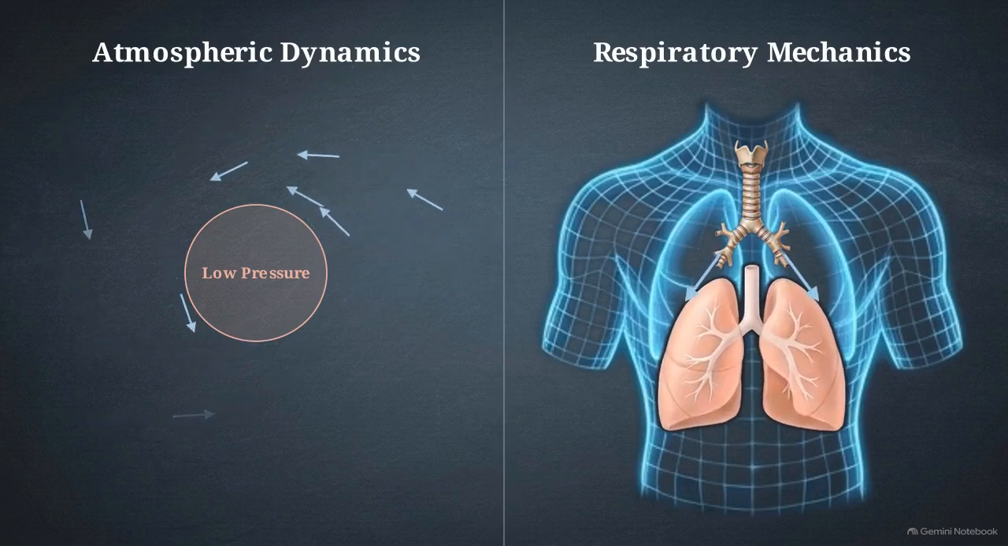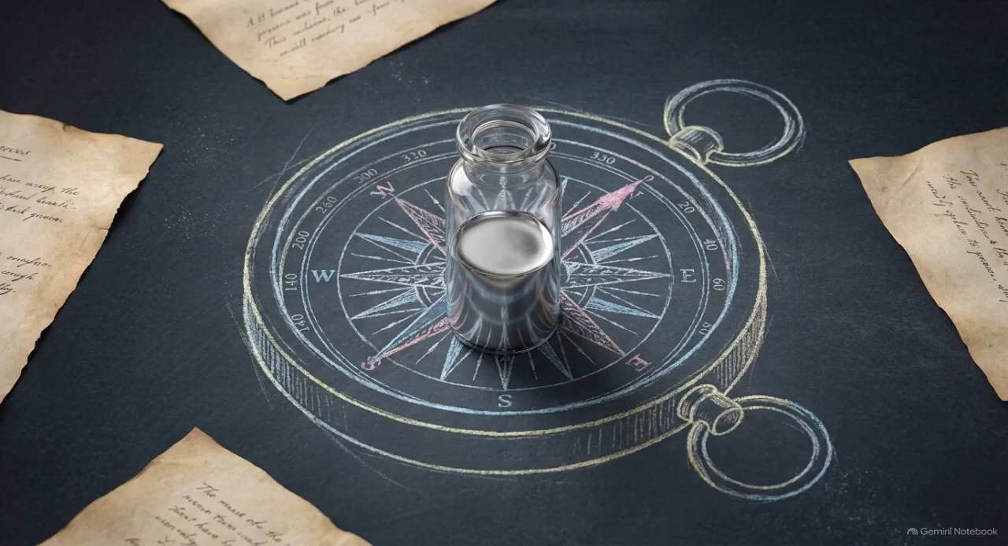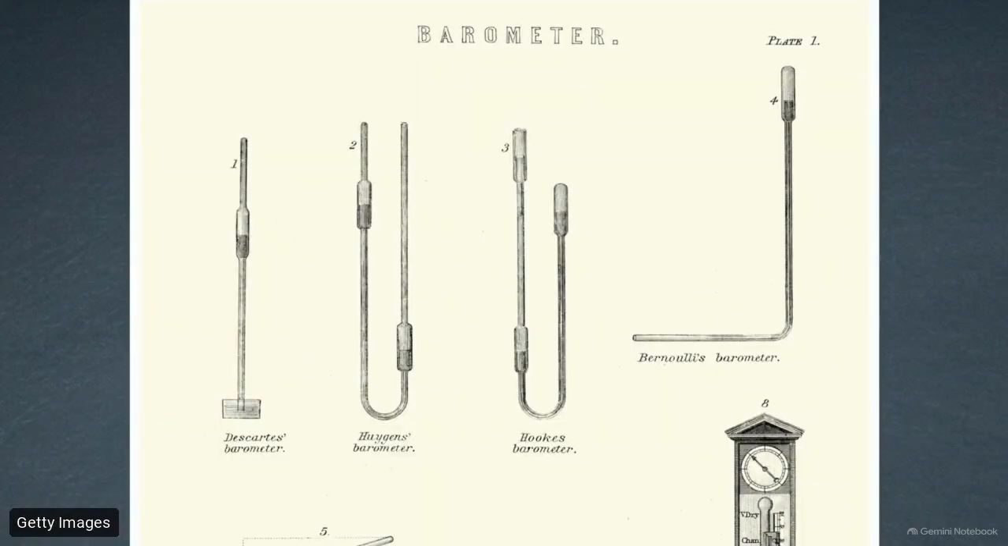the human respiratory system. To capture and quantify this atmospheric weight, 17th century physicists developed the mercury barometer. This diagram illustrates several early historical designs. While their shapes vary, each is engineered to trap a fluid column against the surrounding atmospheric pressure.